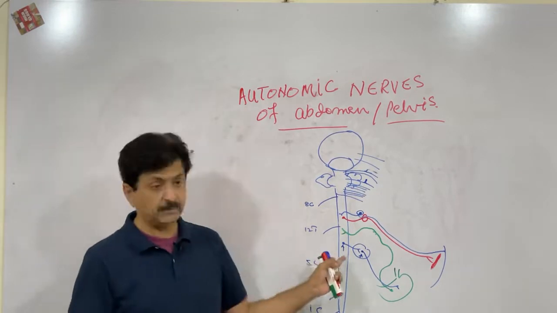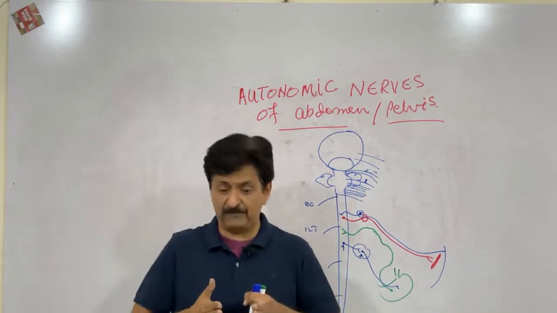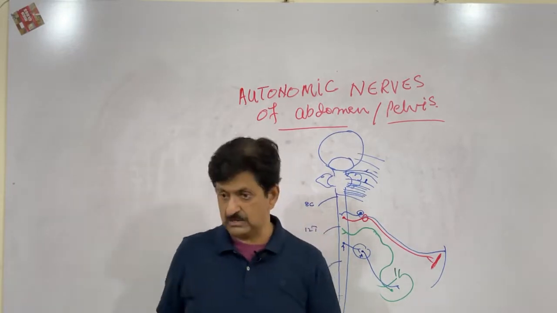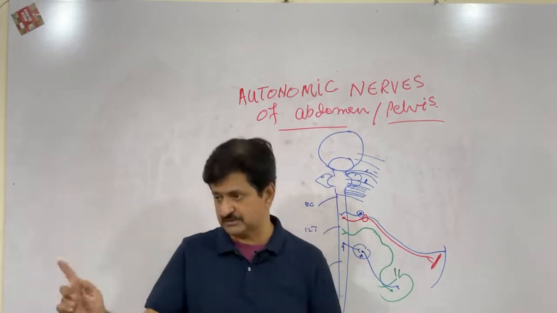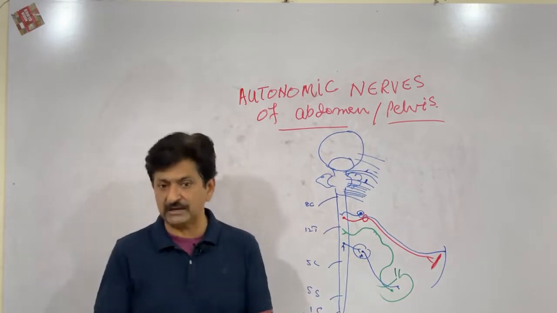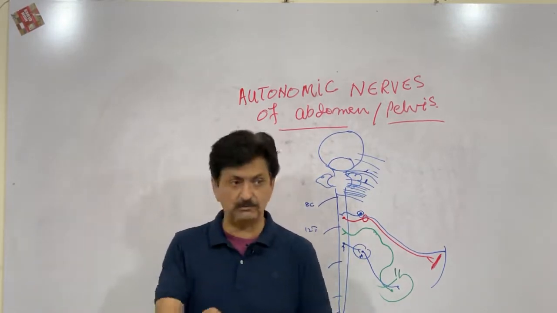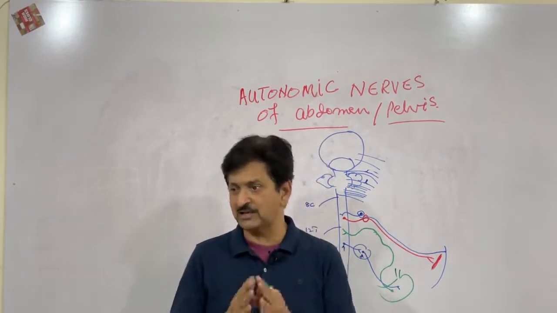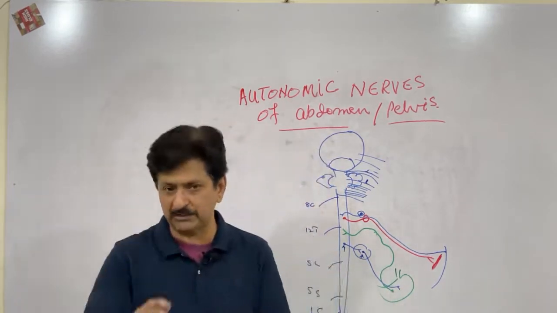The preganglionic axons have the myelin sheath around them. That's why they look white, and that's why we call them white rami communicants. But the postganglionic ones do not have the white myelin sheath here. That's why they don't look white, and that's why we call them gray. Actually, they don't look gray either, but still, because they don't look white, we call them gray.